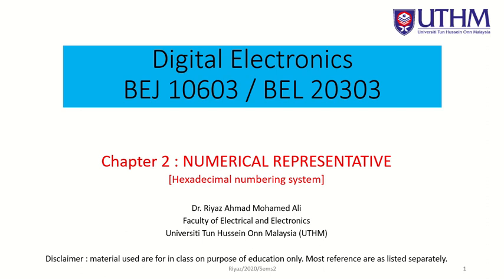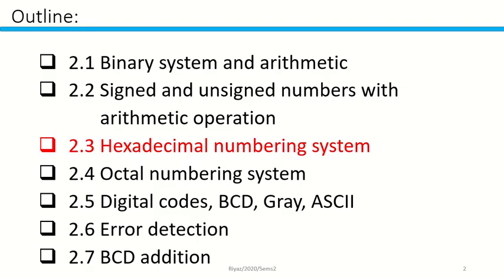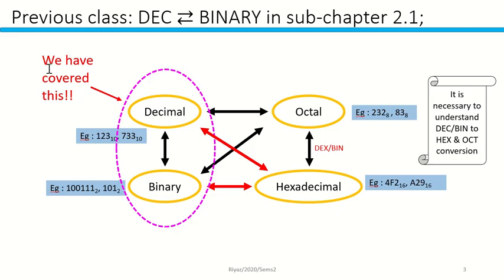I'm going to talk more in detail about the hexadecimal numbering system in this chapter. So let's go to the outline. The outline of chapter 2, under 2.3, will be the hexadecimal numbering system. In the previous class, we covered decimal to binary and binary to decimal conversion. So this is under subchapter 2.1. We have covered this, and now we are going forward to the hexadecimal.